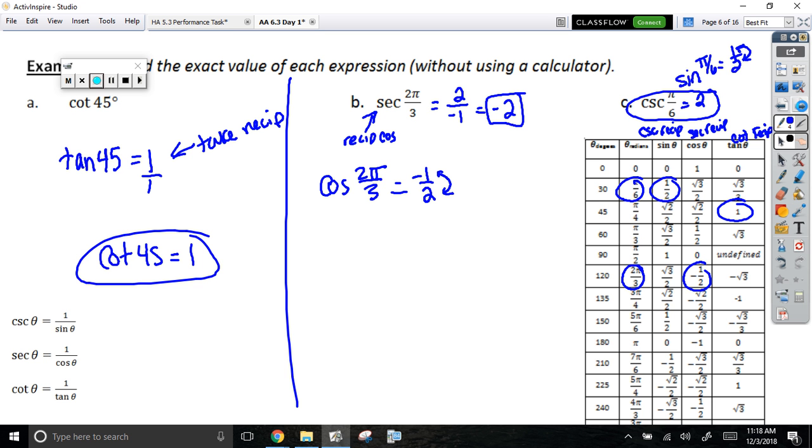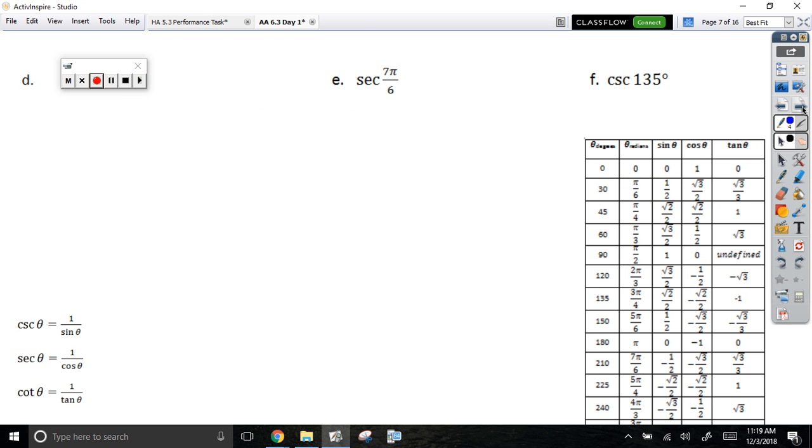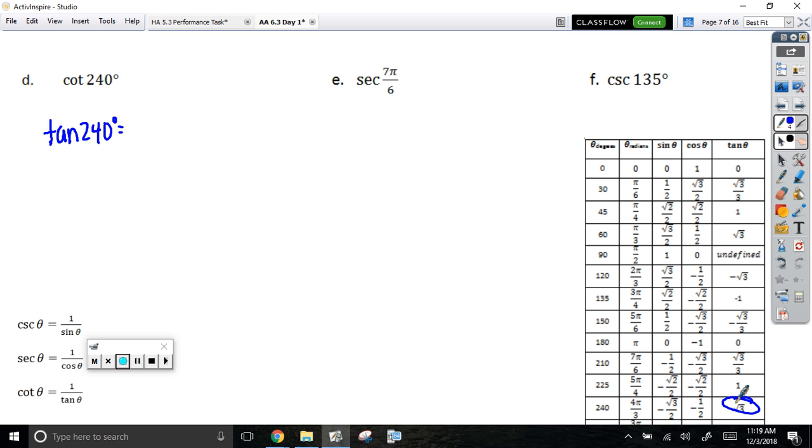Okay, next few problems. Again, we're going to go find the regular sine, cosine, or tangent, and then we will take the reciprocal in order to find what we need. So cotangent is the reciprocal of tangent. So we'll find the tangent of 240, tangent, which is square root of 3 over 1. Then we'll take the reciprocal of it, which will be 1 over the square root of 3, which needs rationalized. Square root of 3 over 3.